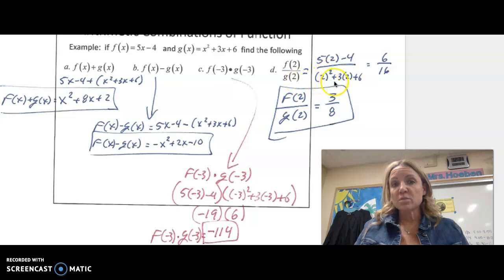So 2 squared plus 3 times 2, plus 6. And again, we need to just be careful to follow order of operations and simplify and reduce as much as possible, right? So we're going to multiply first here. 5 times 2 is 10, and 10 minus 4 is 6. And then here we have an exponent and multiplication. So 4 plus 3 times 2, which is 6. So 4 plus 6 is 10, and 10 plus 6 is 16. We get 6/16. I can actually reduce that to 3 over 8.